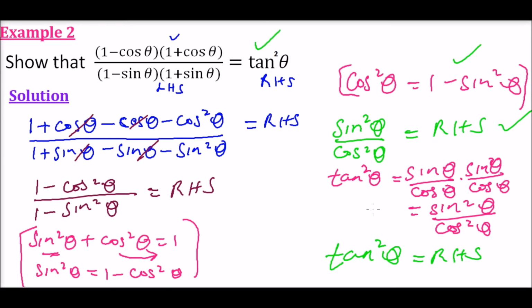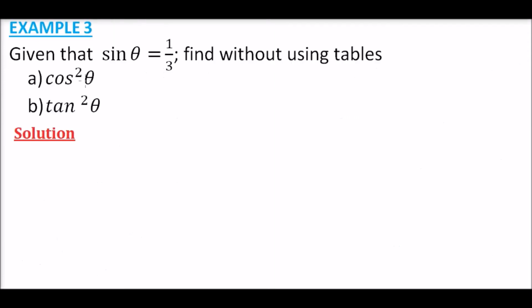So we have proved that the left hand side is equal to the right hand side using our identity, which we know is sine squared theta plus cos squared theta is equal to 1. Our example 3 says, given that sine theta is equal to a third, find without using tables A, cos squared theta, B, tan squared theta. So for us to be able to do that, we can make a sketch.